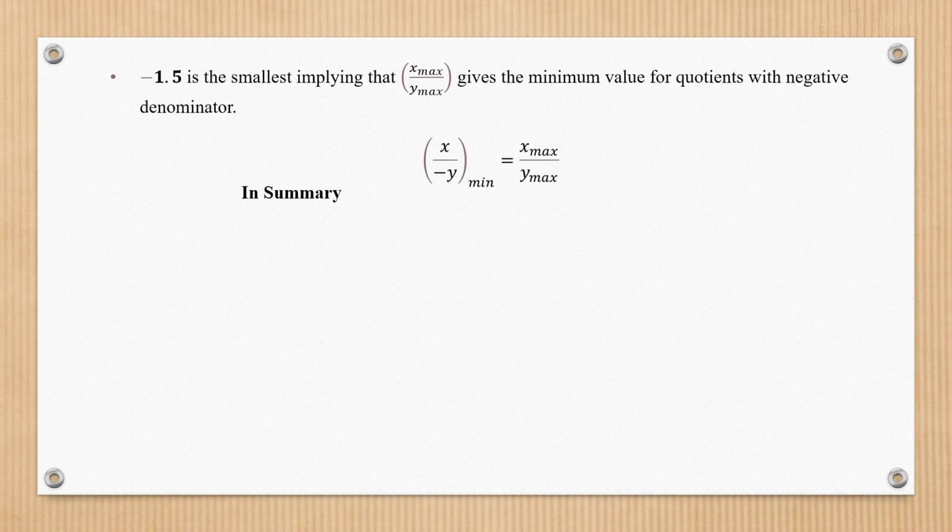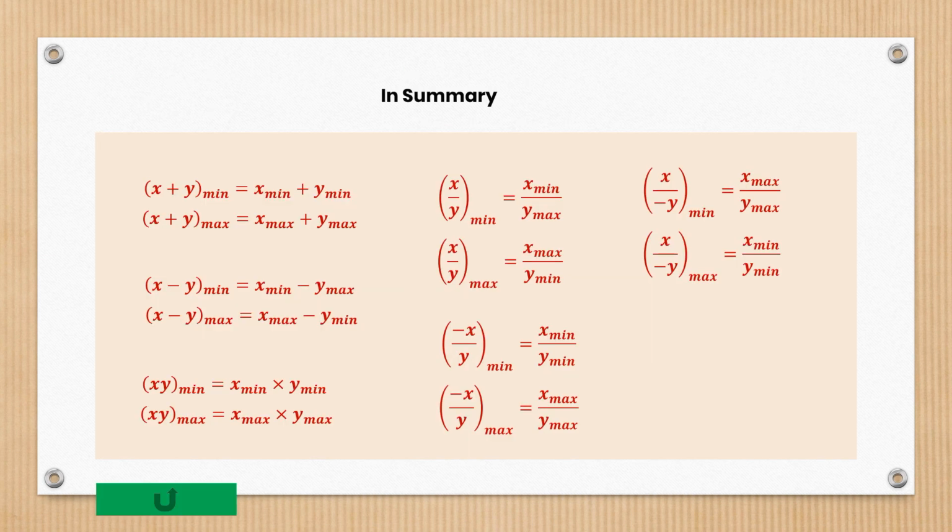So in summary, we shall have it this way. For quotients with a negative denominator, the minimum value shall come from x max over y max. Also for quotients with a negative denominator, the maximum value shall come from x min over y min. So we're going to have this in a yellow box for remembrance. Now in summary, these are the formulas that we actually derived. I encourage you to memorize them to make your work easier in this topic. So these we're going to use in approaching the different questions for this part of interval arithmetic.